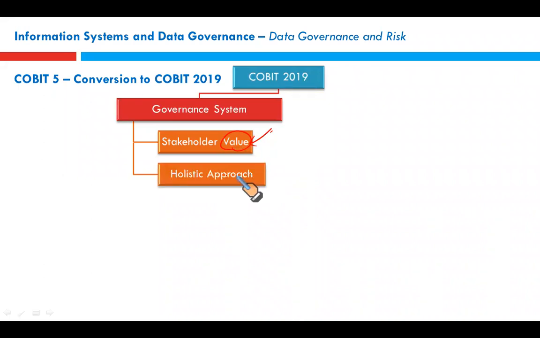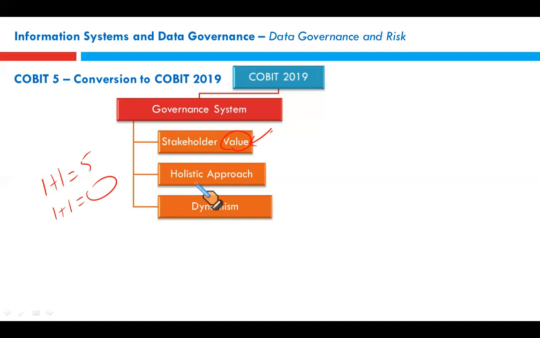Holistic approach. Holistic approach means creating synergies. Synergies mean 1 + 1 = 5, or 1 + 1 = whatever you want to make, not just 2 only. When things work together, they become more efficient, more effective. This is called holistic approach. Identifying interconnectedness in the system, creating synergies. Then, dynamism. Things change. Your IT system should be flexible enough to accommodate change. System should be dynamic when dealing with a change.